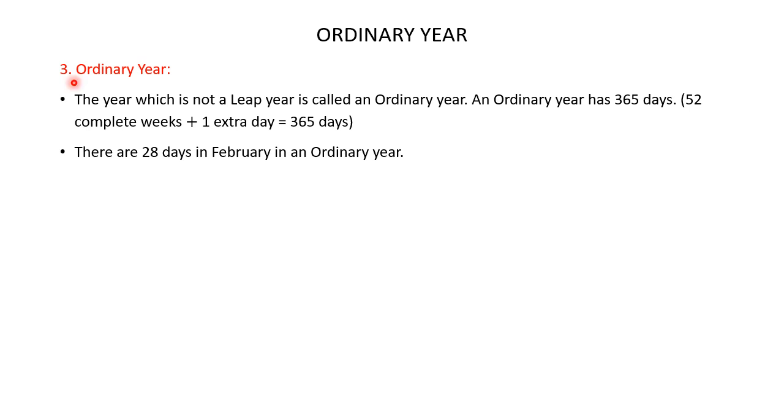Let's now learn about ordinary years. The year which is not a leap year is called an ordinary year. An ordinary year has 365 days. So an ordinary year has 52 complete weeks plus 1 extra day, which makes it 365 days. There are 28 days in February in an ordinary year.